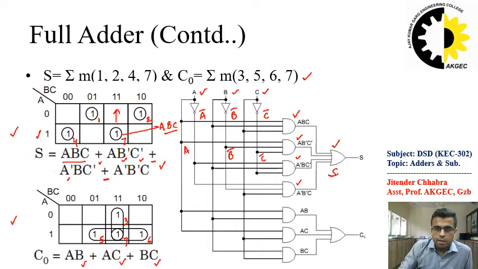Which will provide me my sum. Okay, similarly for carry, we can see that there are 3 products, and each product requires 2 variables. So we have taken three 2 input AND gates. This generates AB, this generates AC, and this generates BC. And when these 3 things are added, AB plus AC plus BC, this gives me my final carry C0. Okay, so this is the full adder circuit in terms of basic gates.